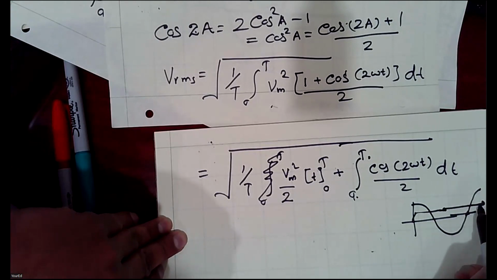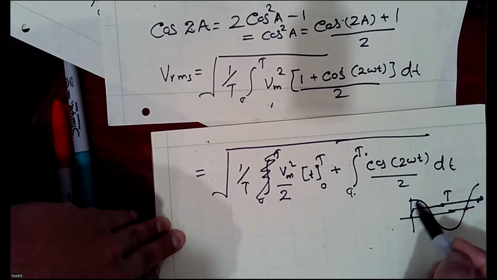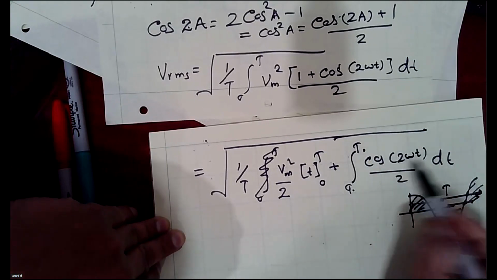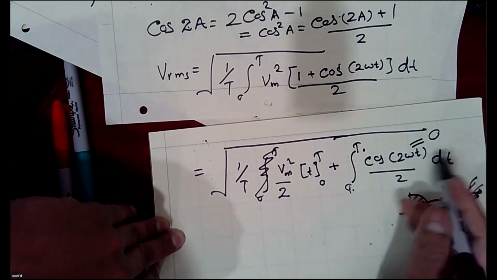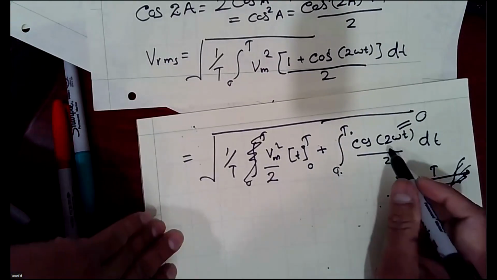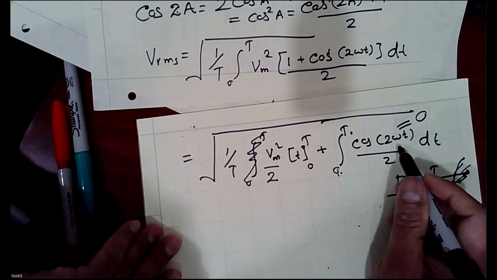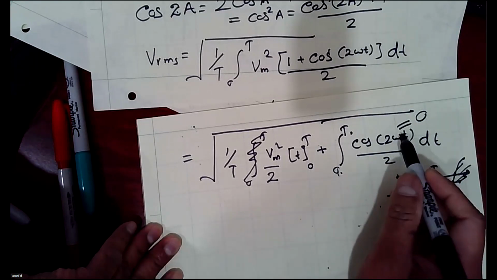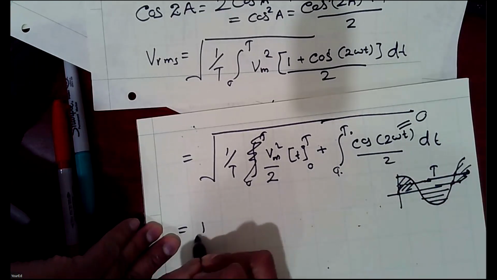So what does that mean? Over the full time period, when you integrate, you get a positive area and a negative area, again a positive area. The summation of negative area plus positive area is 0. So this whole term goes to 0. You can also try it: when you substitute the limits into the sine omega t term, you can prove that it is 0, right?